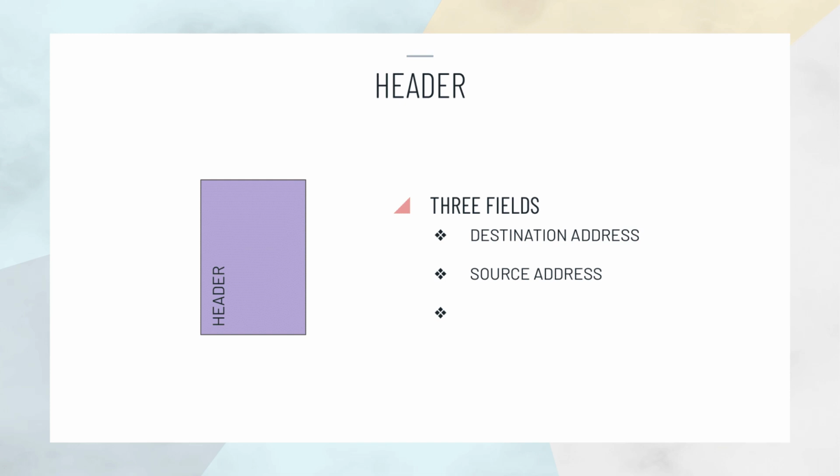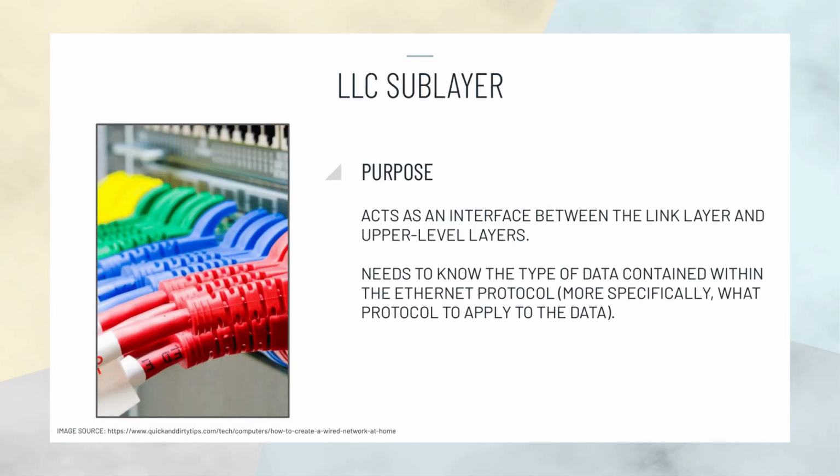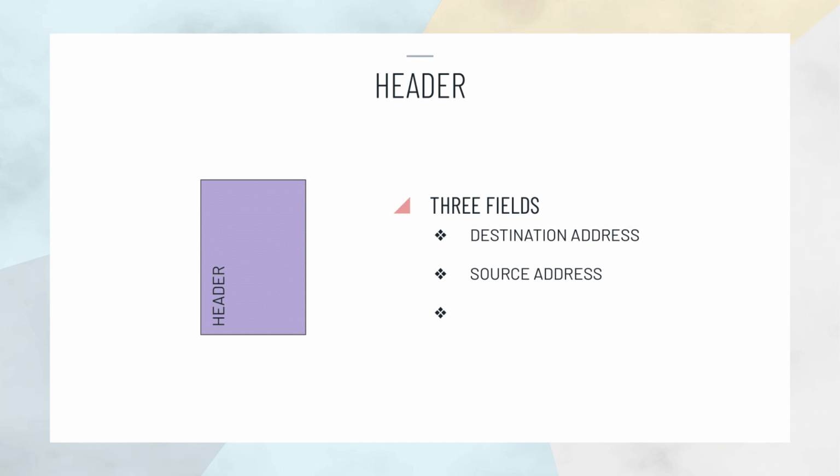Unlike the first two fields, the third and final field is dealt with by the LLC sublayer. The LLC sublayer serves as an interface between the link layer and higher level layers such as the network layer. To accommodate the functions provided by this sublayer, each Ethernet frame must specify which upper layer protocol should be used with the given frame. Such information is given in the ether type field.